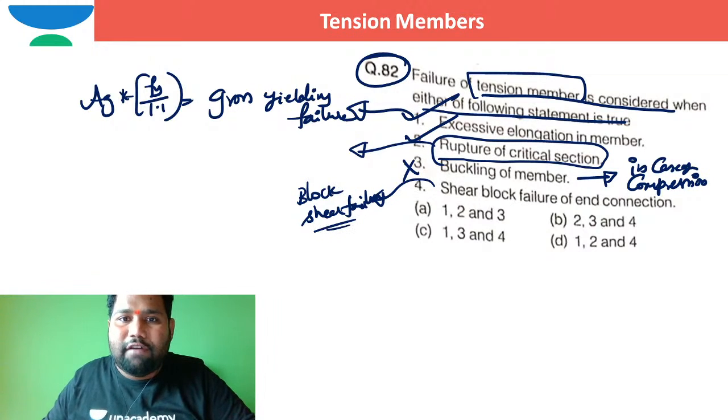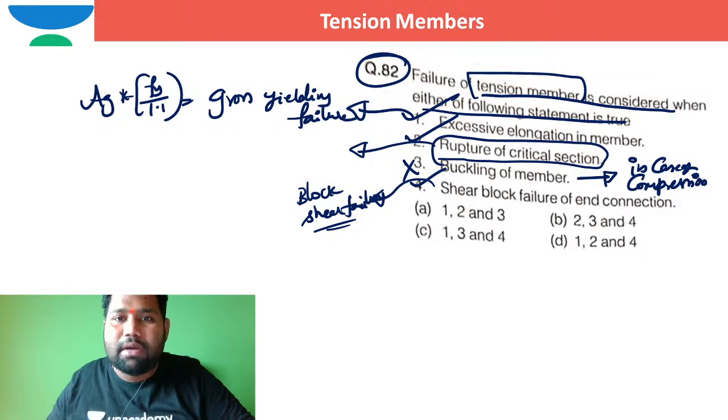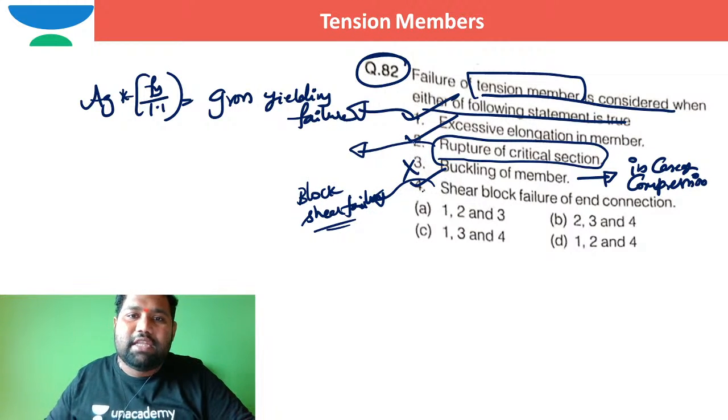Right? So the first failure, second failure, and fourth failure, all these are failures in tension members. 1, 2, and 4, not 3. The third is the failure that will generally happen in the case of a compression member. Right? This is as per the new code of practice.